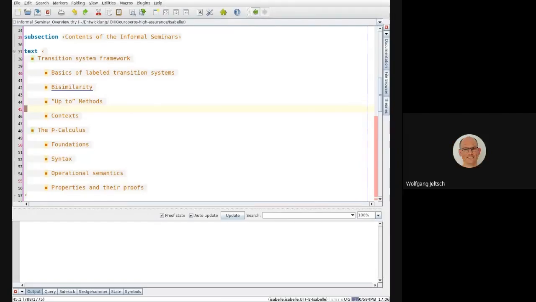Hello everyone to the 7th seminar on the Thorne calculus, a general purpose process calculus implemented as an embedded domain-specific language embedded in Isabelle/HOL using higher order abstract syntax. So, where were we? We had looked at up-to methods last time and before.